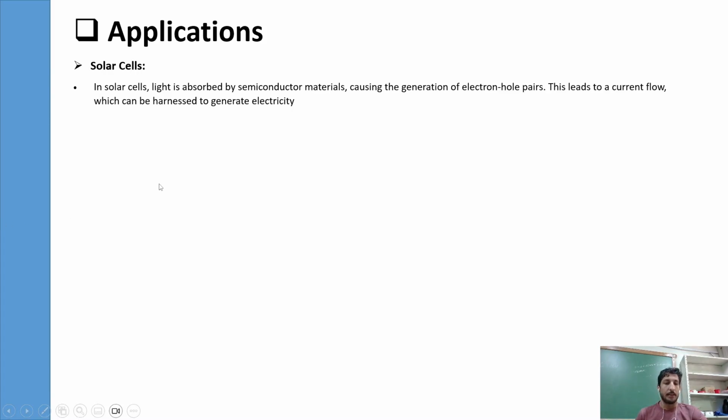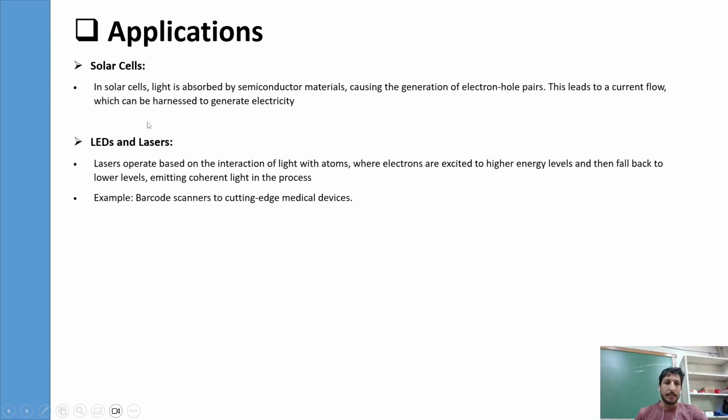We need clean and green energy, and for that purpose, the solar cell is one of the best techniques to produce clean and green energy by using sunlight to convert directly into electricity. It is based on the interaction of light with material and interaction of light with the atoms. So, solar cell is one of the best applications in this case.